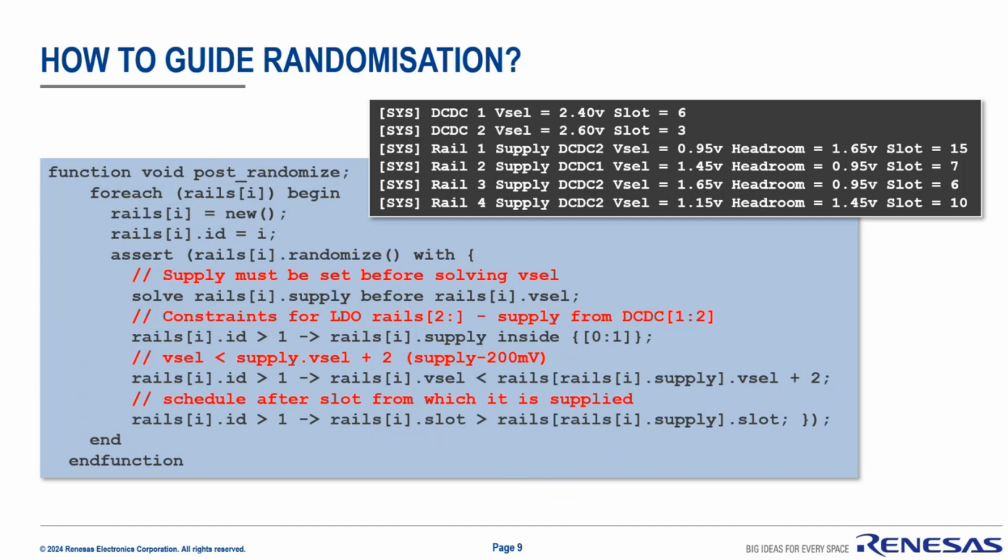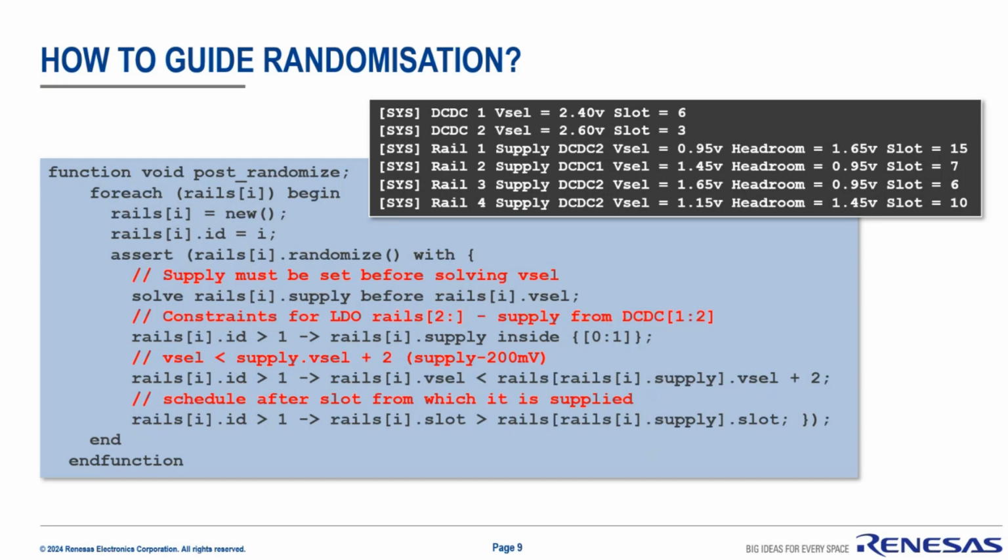First of all, we have this constraint ordering. We need to solve the supply selection before we solve vcell. The reason is the headroom we need, so we need to know who we're supplied by. We need to solve that variable first so that we can apply the constraint for vcell later on. That's called an ordering constraint, where you solve one thing before another.